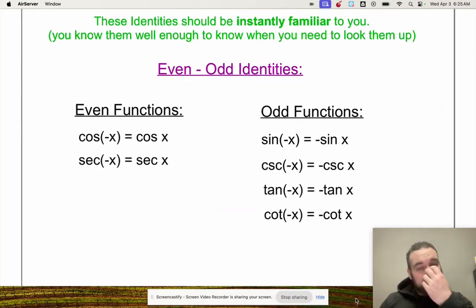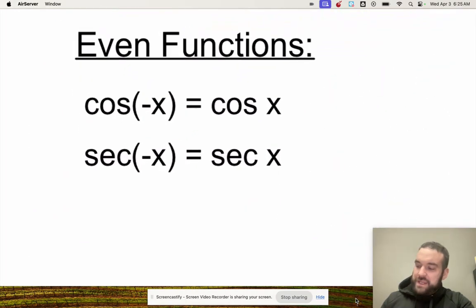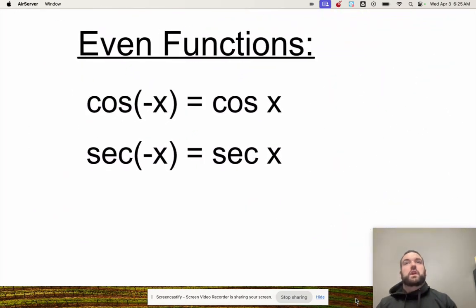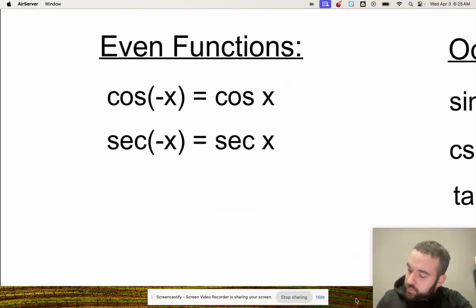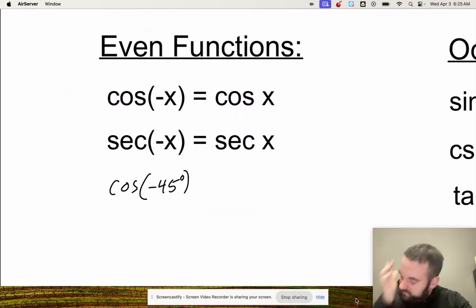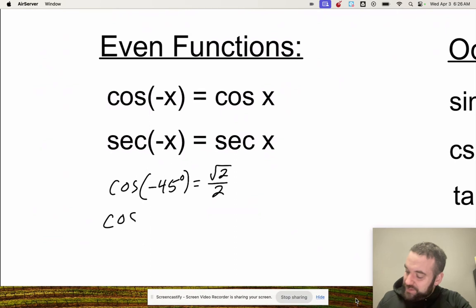Even and odd identities: how this works, an even function is a function in which you could make the input negative, but still get the same output. So for example, if I asked you, what is the cosine of negative 45 degrees? If I were to make the unit circle, the cosine at negative 45 is root 2 over 2. But that's also the same as cosine of positive 45.